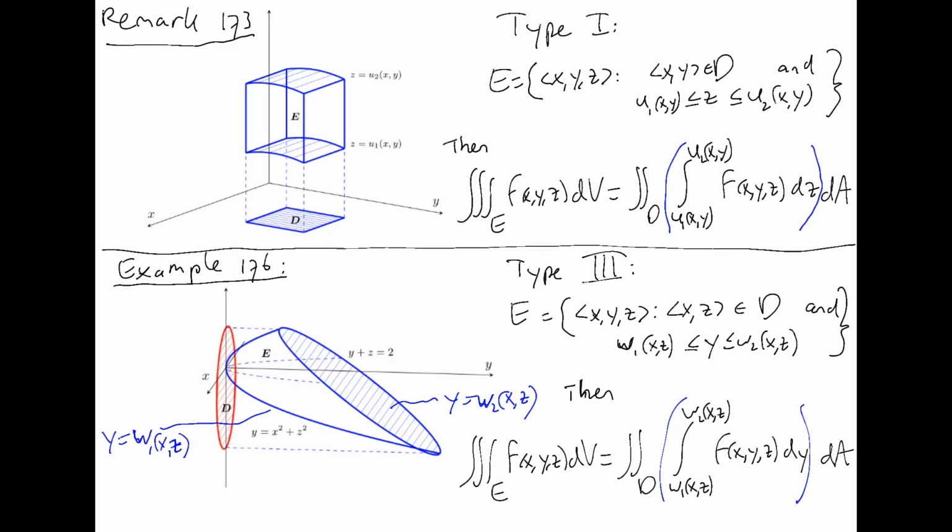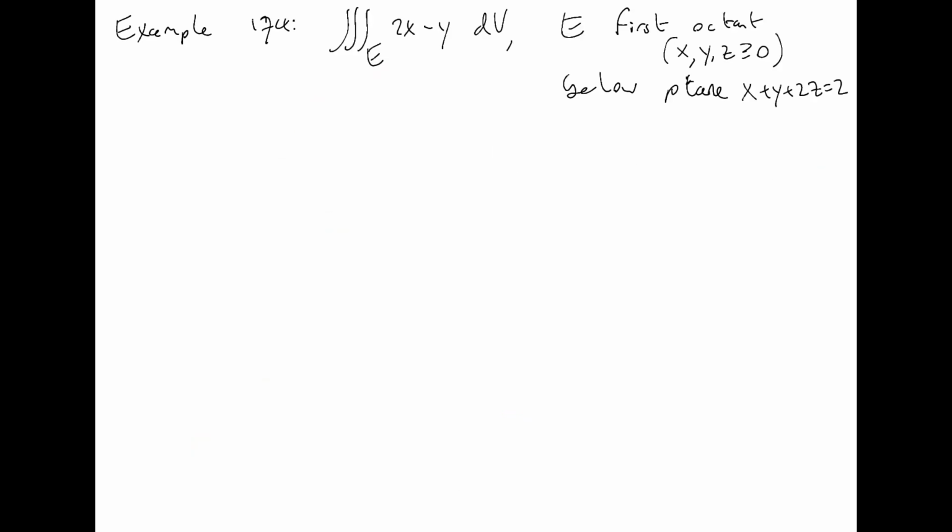I will finish this video now by doing two examples. So in the first example, we're going to do example 174 in the book, but with a little twist. In this example we have to compute the triple integral over E of the function 2x minus y dV.